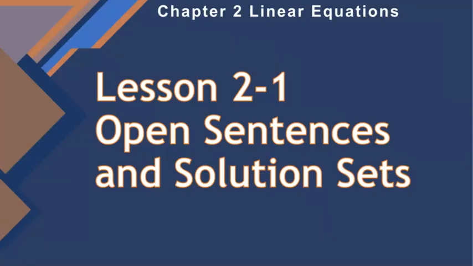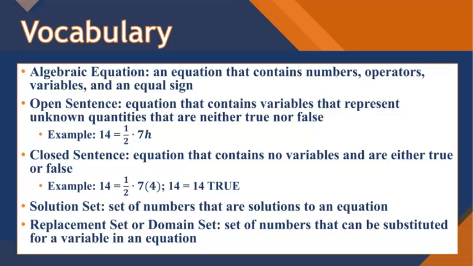So let's first look at some vocabulary words. An algebraic equation is just an equation that contains numbers, operators, variables, and an equal sign. That's important because an expression does not have an equal sign. An open sentence is an equation that contains variables that represent an unknown quantity and is neither true nor false. So it's just a statement.